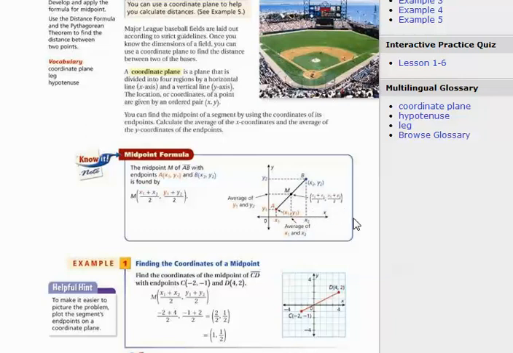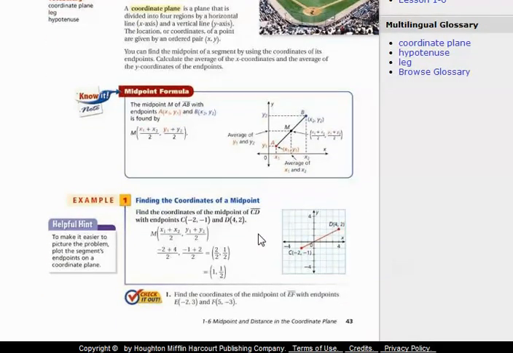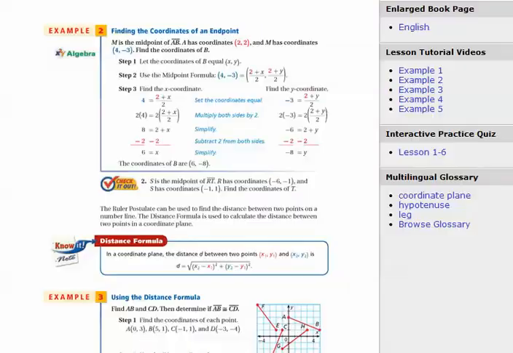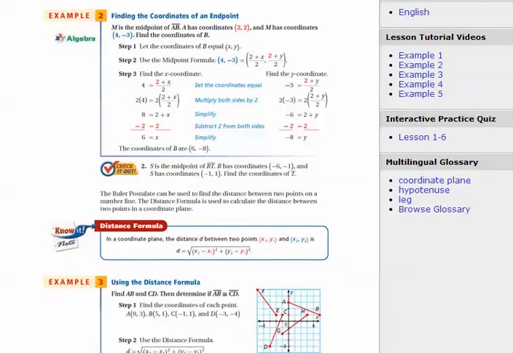Okay, so make sure you understand that. And we have an example here that you can look at. It's really easy math because you're just adding the x's, adding the y's, dividing by 2, and then getting your midpoint. Then we have the distance formula.